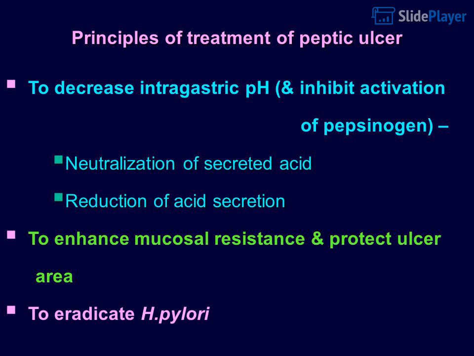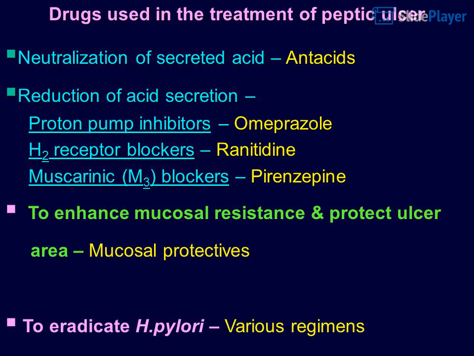To eradicate H. pylori. Drugs used in the treatment of peptic ulcer: neutralization of secreted acid, antacids. Reduction of acid secretion: proton pump inhibitors, omeprazole; H2 receptor blockers, ranitidine; muscarinic M3 blockers, pirenzepine. To enhance mucosal resistance and protect the ulcer area, mucosal protectives. To eradicate H. pylori, various regimens.